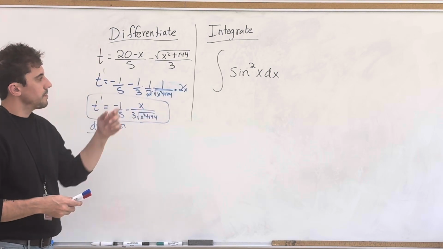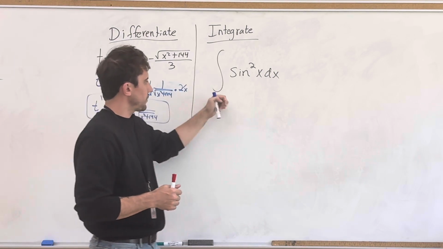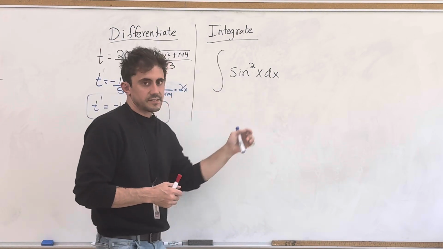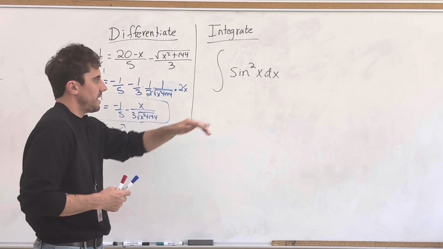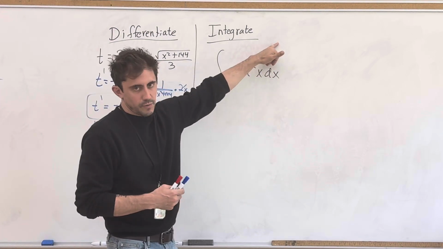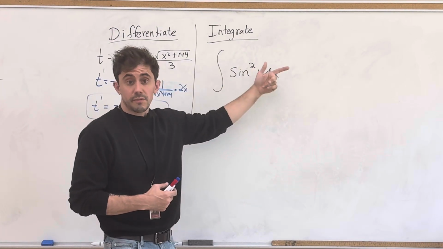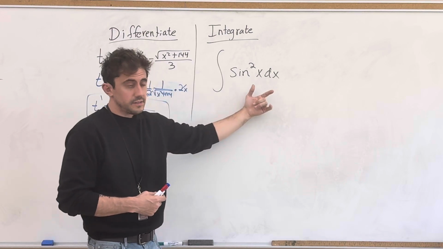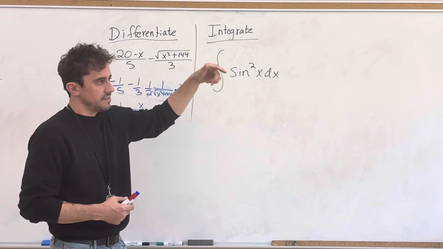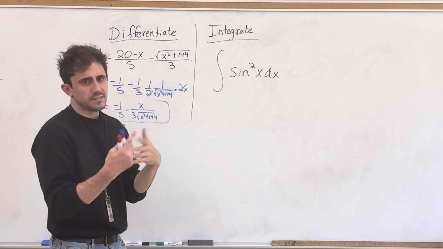Now the integral is going to be a bit more interesting. We have the integral of sine squared x dx. Right now, you know that you can't simply raise the exponent by 1 and then divide by that new exponent, right? Because we have the chain rule. The antiderivative of sine x is negative cos x. That's going to get messy.